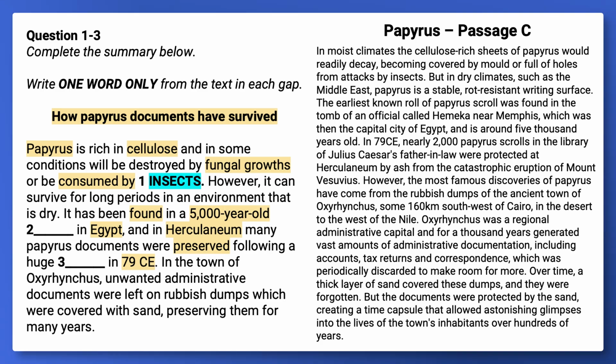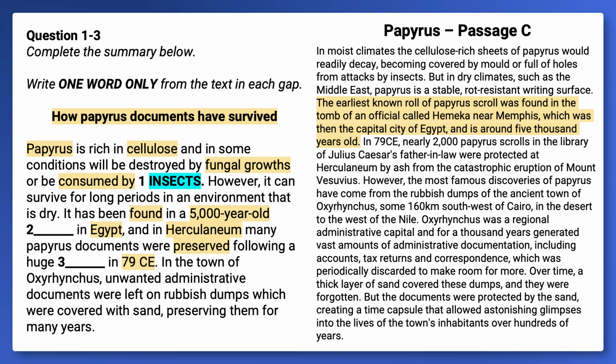Okay, let's try the next gap. It has been found in a 5,000-year-old blank in Egypt. Does this sentence on the left, the next sentence from the text, correspond with the summary sentence? No, it's not the correct sentence. Here's another sentence. Does this include similar keywords? Yes. Use the keywords to help you find the answer to the gap now. Pause the video if you need to.